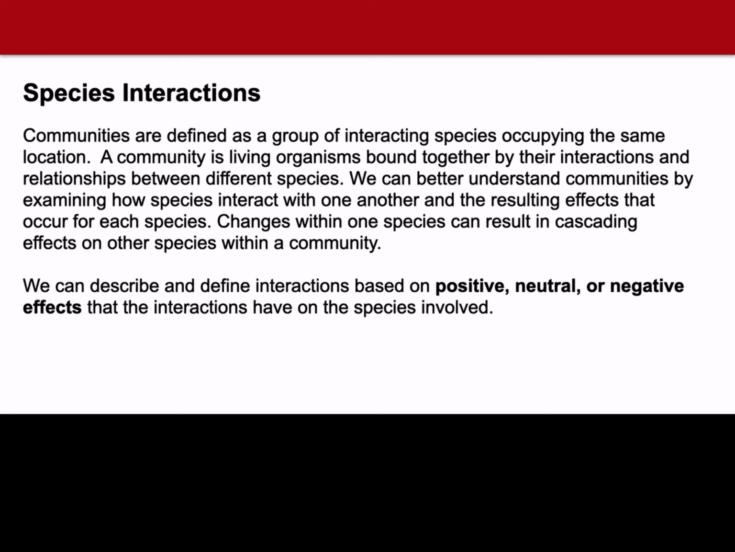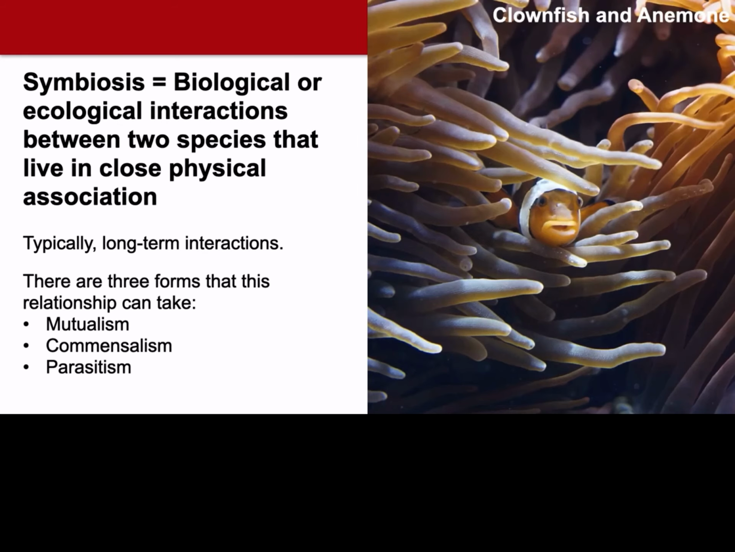We can better understand communities by examining how species interact with one another and by understanding the resulting effects that take place within each species population. Changes within one species can result in cascading effects on many other populations. We can describe and define these interactions based on positive, neutral, or negative effects that they have on the species involved. To understand the interactions between species, we must first define some terms.